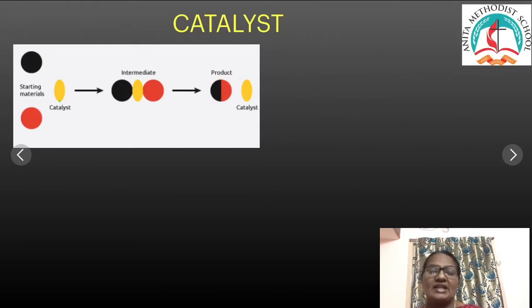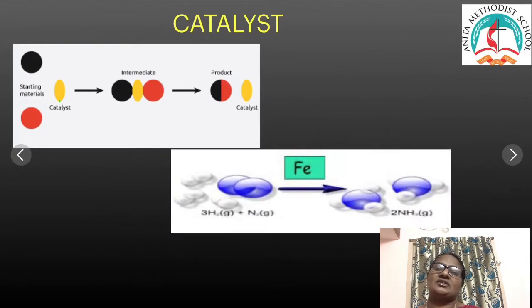Let's try to understand it with another example. We have nearly 75% of nitrogen in the atmosphere, and hydrogen. They do not combine to give ammonia. Ammonia finds various applications in industries, especially in the production of fertilizers for plants. But I need to take a catalyst, iron. Only then would nitrogen and hydrogen combine to form ammonia.